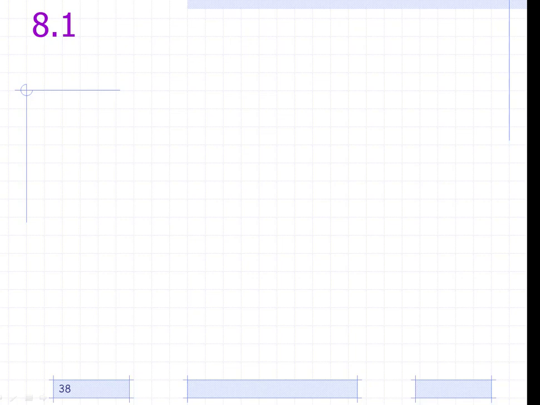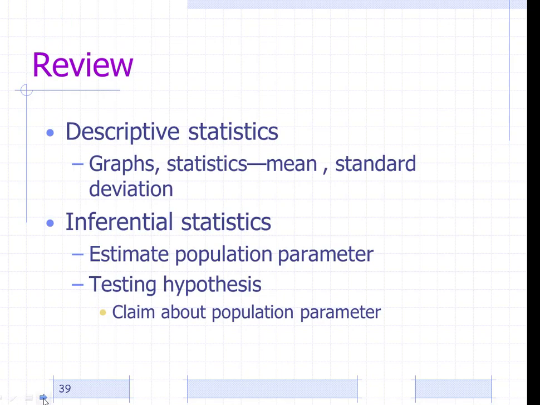Okay, now we're going to skip ahead to section 8.1, and again we're going to think about what's happening here. We're going to look at where we've been. We've done descriptive statistics, where we talked about the mean, the standard deviation, a proportion, and we started into inferential statistics where we estimated a population proportion. And now we're going to talk about testing the hypothesis, or testing hypotheses.